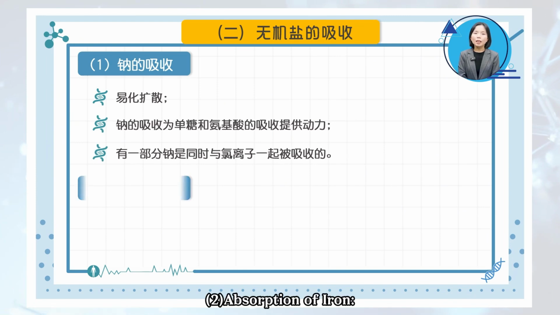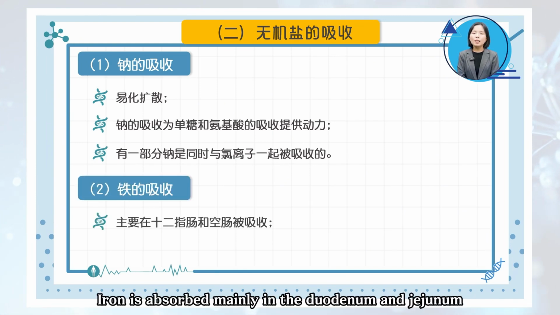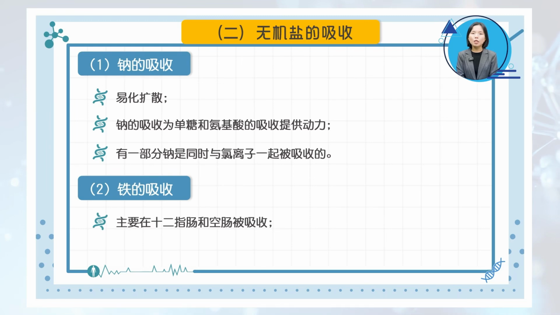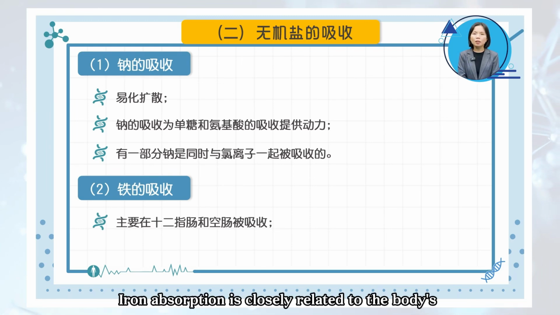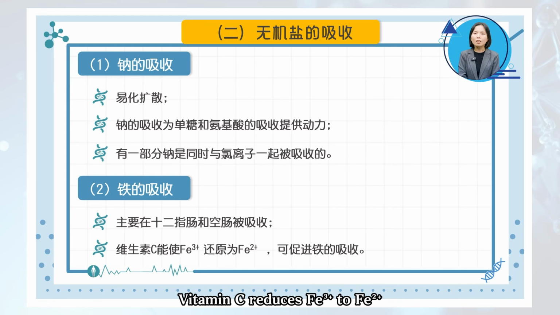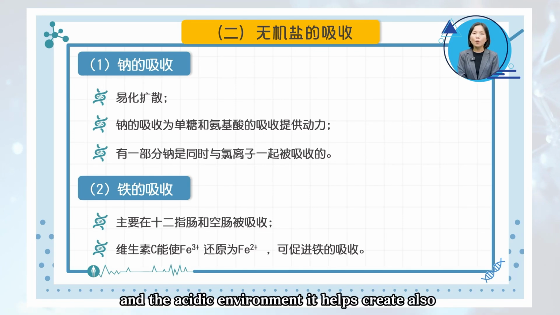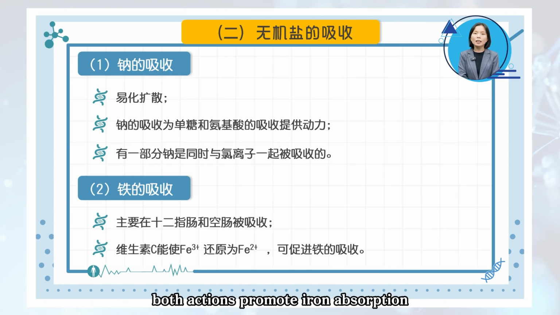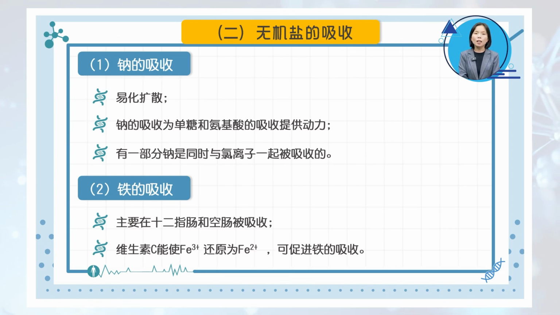2. Absorption of iron. Iron is absorbed mainly in the duodenum and jejunum. Iron absorption is closely related to the body's need for iron and other factors. Vitamin C reduces Fe3+ to Fe2+, and the acidic environment it helps create also keeps iron soluble. Both actions promote iron absorption.